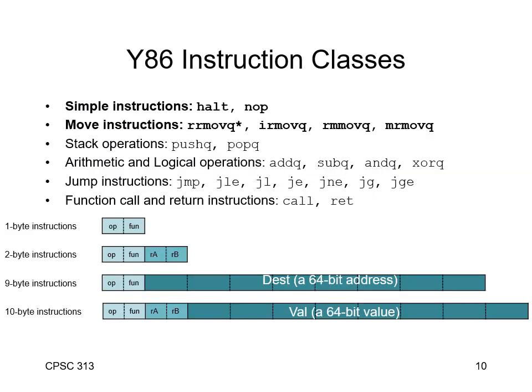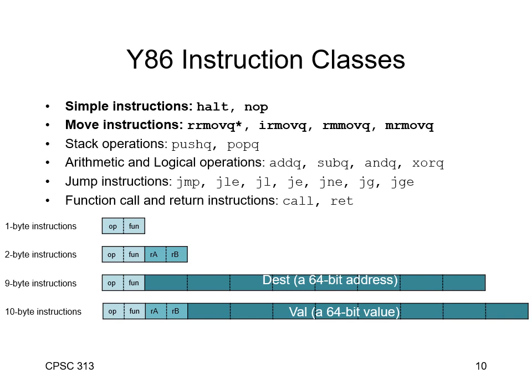I'm going to present the y86 instructions as a set of classes. So today, we're going to start with very simple instructions of halt and no op, and then look at the move instructions, and in fact, only a limited part of one of the move instructions. Then, in later videos, we'll look at stack operations, arithmetic logical operations called ALU operations, the jump instructions, and then function call and return.